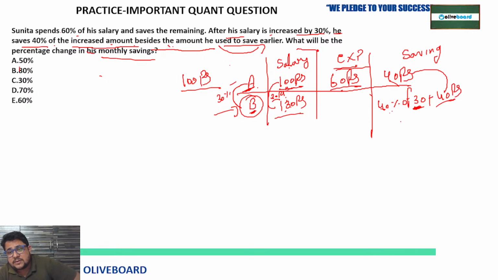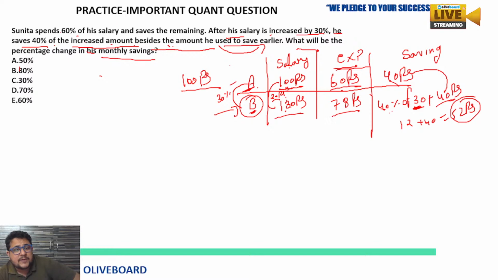So 40% of 30 is going to be 12. 12 plus 40 means 52 rupees he is saving, okay. And now how much will he spend then? He is going to spend 130 minus 52, 78 rupees. So what are they asking? What will be the percent change in his monthly savings?